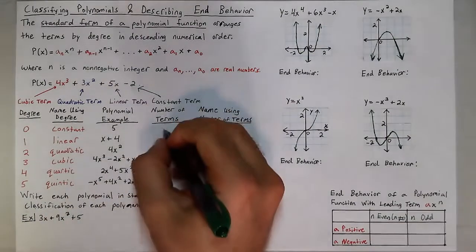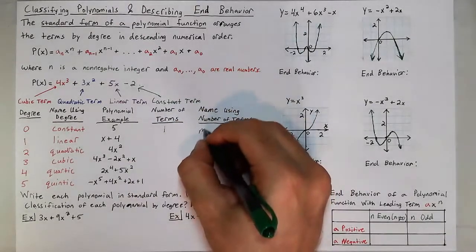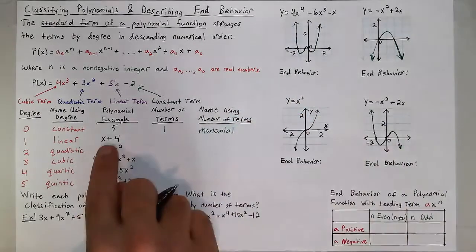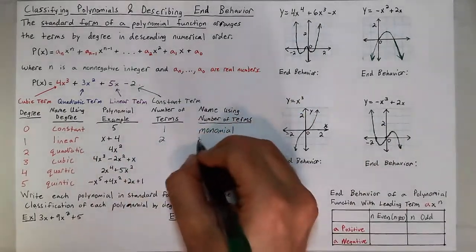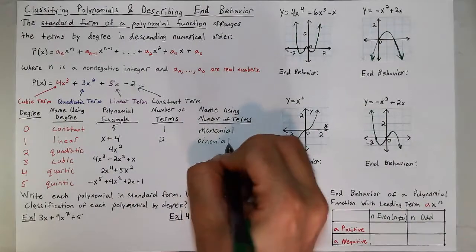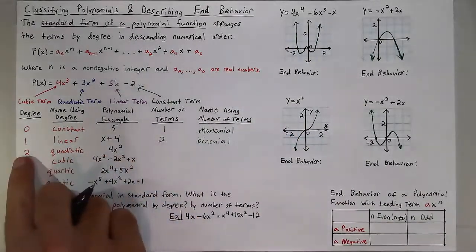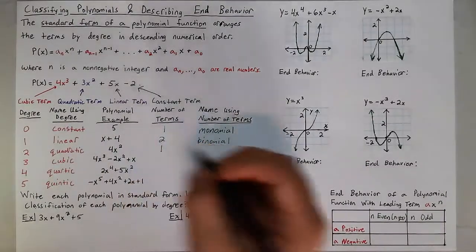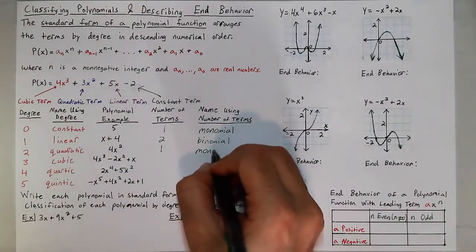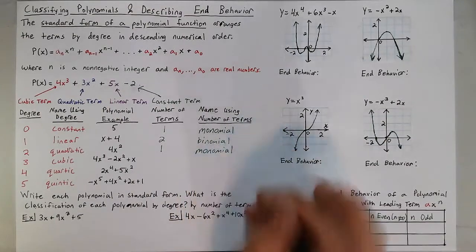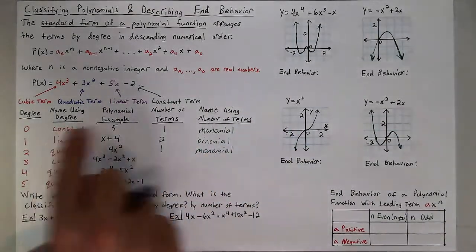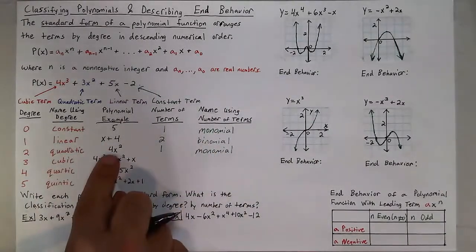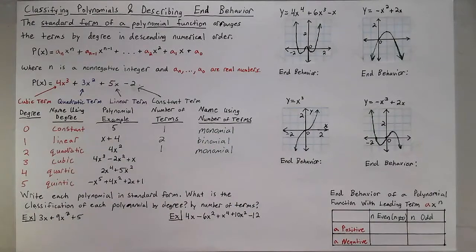Now, based on the number of terms, if there's only one term in the polynomial, we call that a monomial. If there are two terms, we refer to that as a binomial. And even though this one is a quadratic, a degree 2 polynomial, it only has one term, so it's a monomial. So you would say constant monomial, linear binomial, quadratic monomial for the classification of that polynomial.